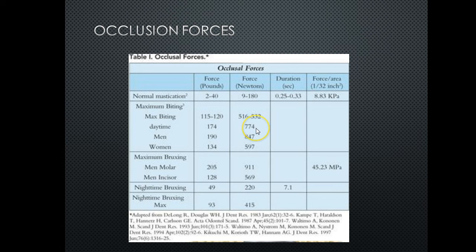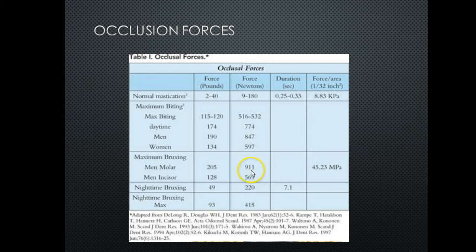In daytime, when we're much more active, it could be as high as 700. Men obviously differ from the women. And you can also see, like I was talking about with bruxism, for example, it can go up to 911, to 569 even at the incisor. That's a lot of force, and that's a lot of stress that the prosthetic has to endure during that time.